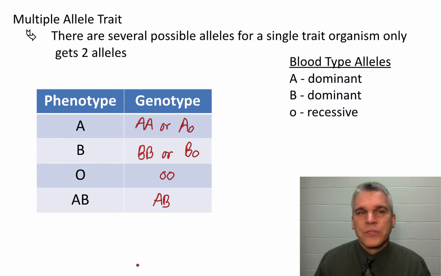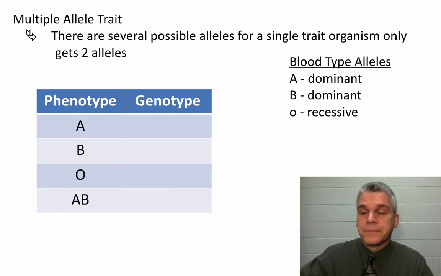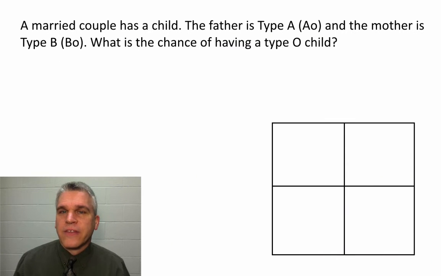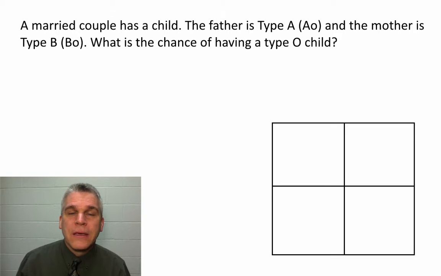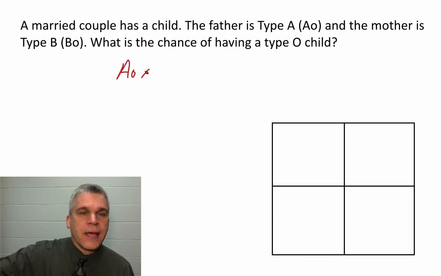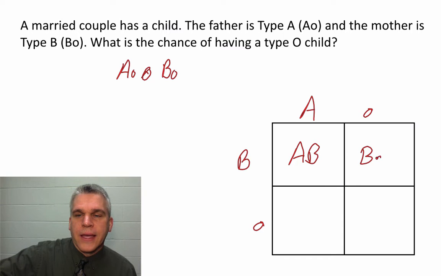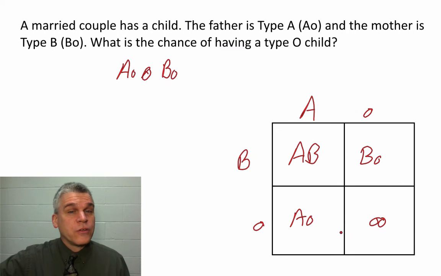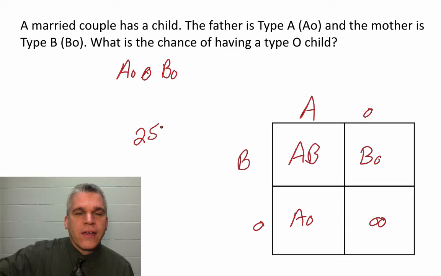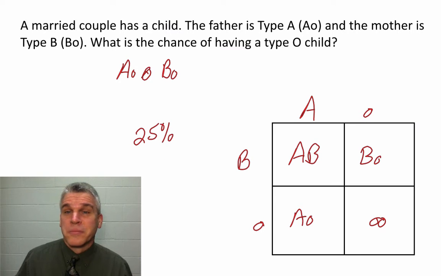So let's do a couple examples of some blood typing crosses. So it says that a married couple has a child. The father is type A and the mother is type B. What is the chance of having a type O child? So again, dad is A, mom is B. They're both heterozygous, which would be 2 very common genotypes. So we do our Punnett square, and we figure out the chance of having a type O child. And we can see that only one of them is showing type O, so that would be a 25% chance. So even though dad is A and mom is B, they could have a type O child. Let's look at another one.